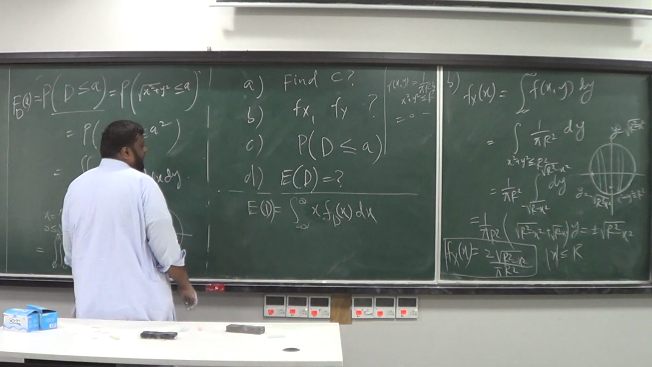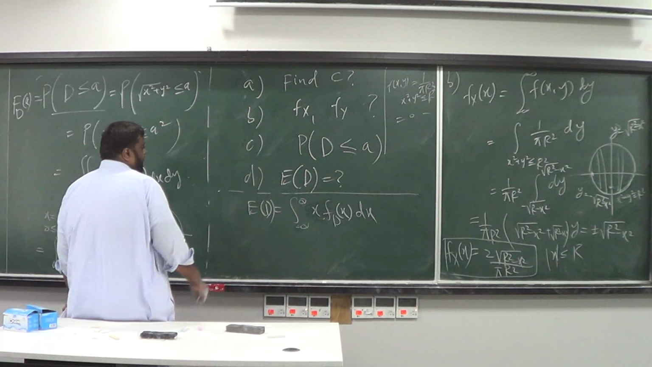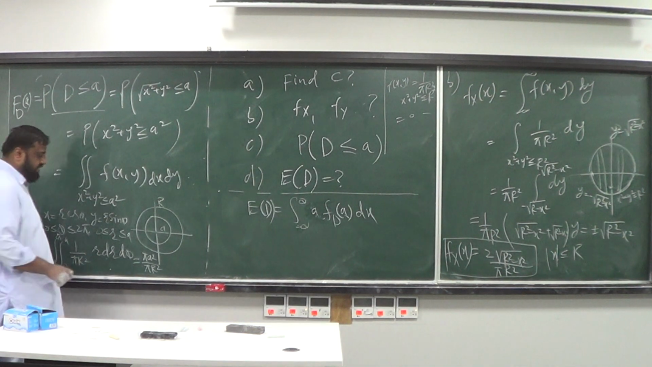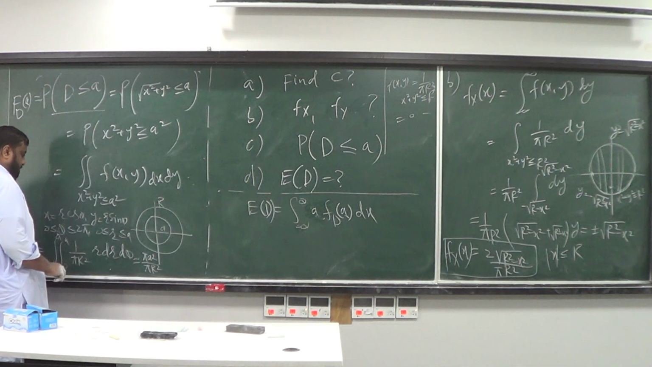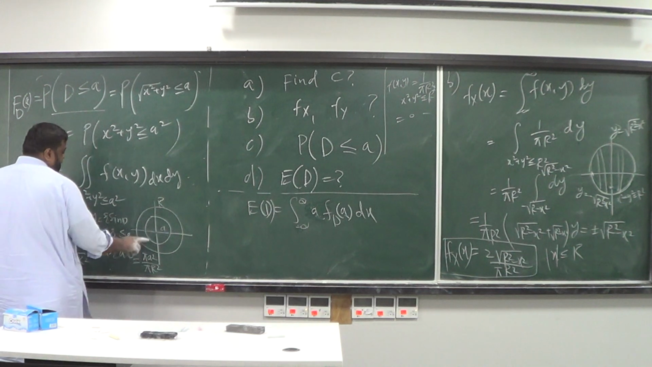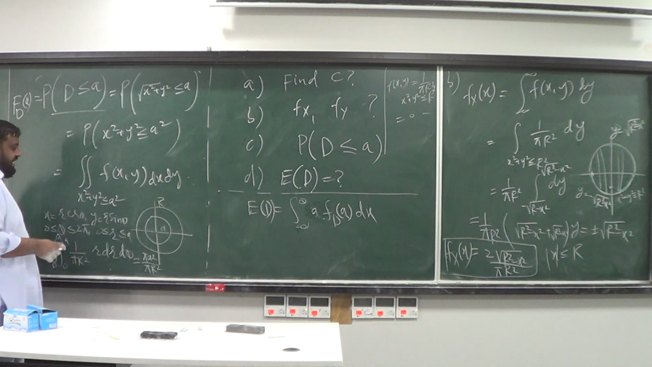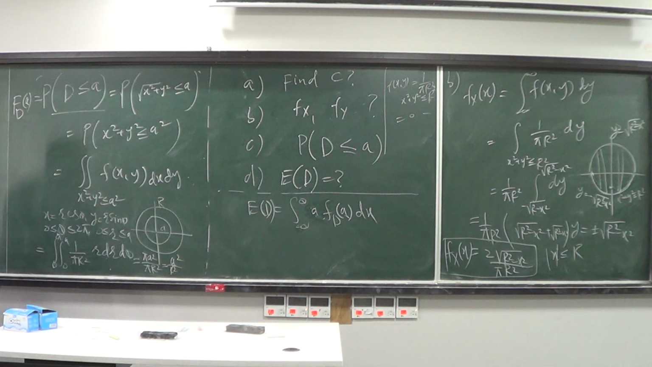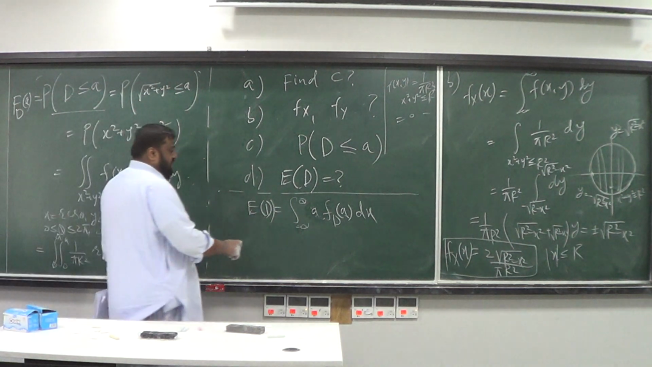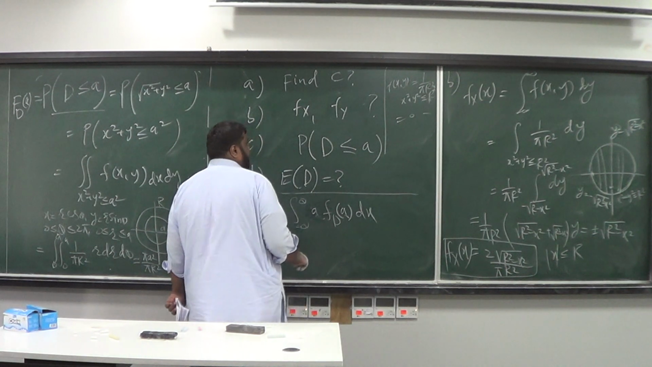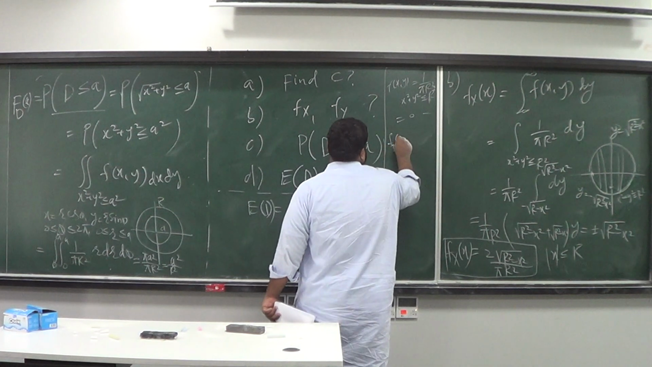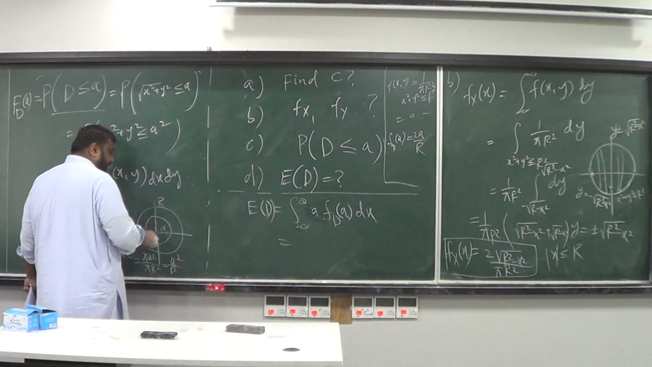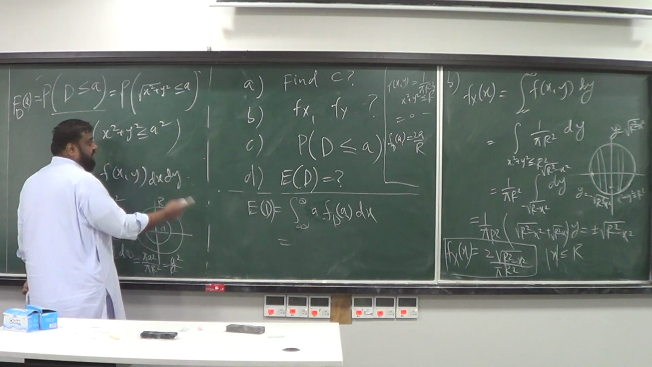The question is how can I have this f_d of x? The answer is simple. Take your CDF and differentiate it with respect to A. By the way, this simplifies to A square over R square. If you differentiate A square over R square with respect to A, you're going to get 2A over R squared. So the PDF, if I write it more explicitly, f_d of A is going to be 2A over R, in this disk. And outside this, it's zero.